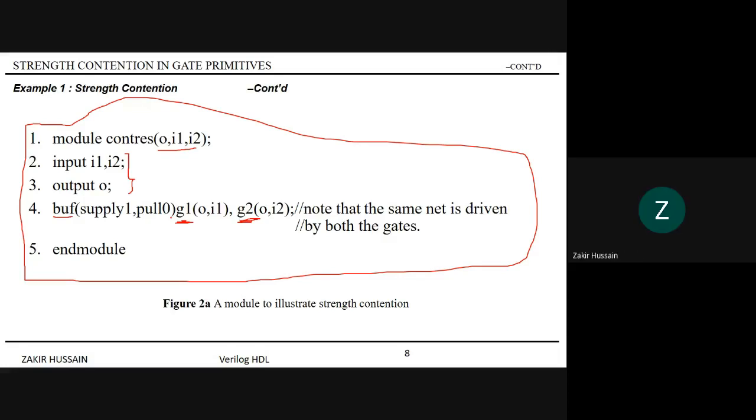Okay. So now, if you see here, let me put a gate here, that is G1. This is a buffer. The other gate here is G2. That is the instantiation. These two, G1 and G2, are the instantiation names.